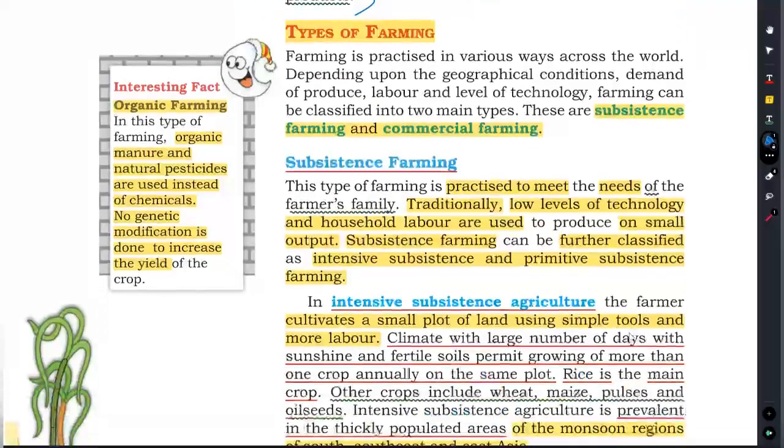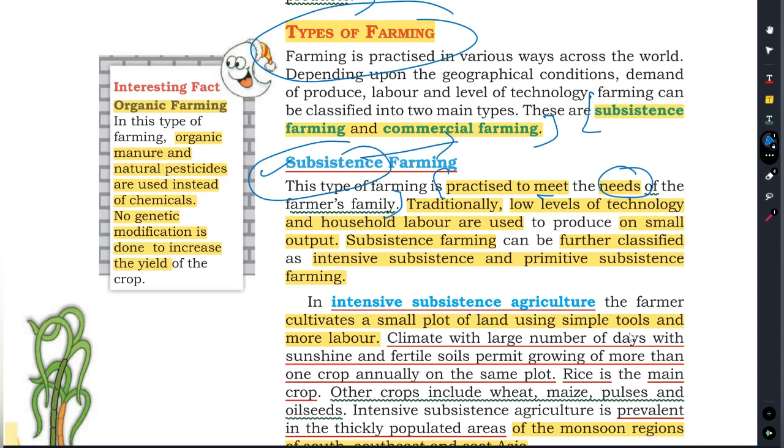Now let us know the types of farming. There are majorly two types of farming. Which ones? Subsistence farming and commercial farming. Let us now discuss in detail what is subsistence farming and what is commercial farming. See, it is usually practiced to meet the needs of the farmer's family only, not for commercial purposes. You don't get much money from subsistence farming.